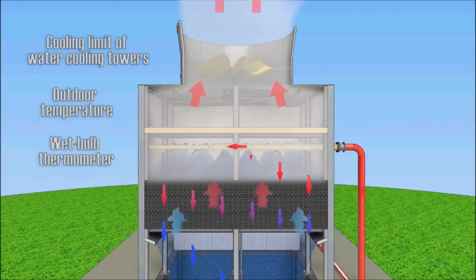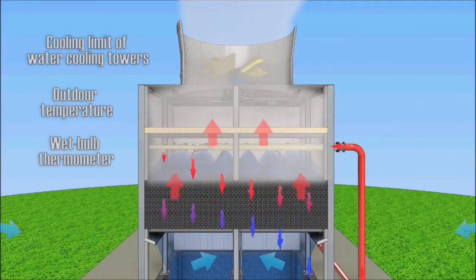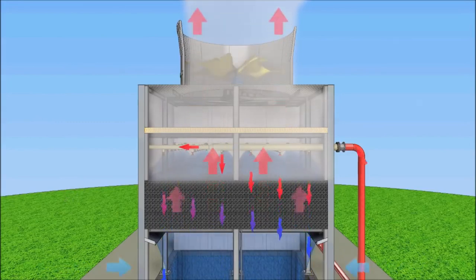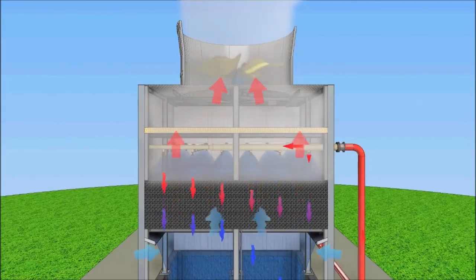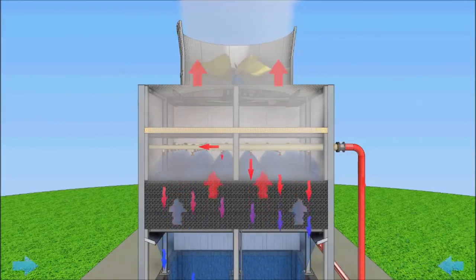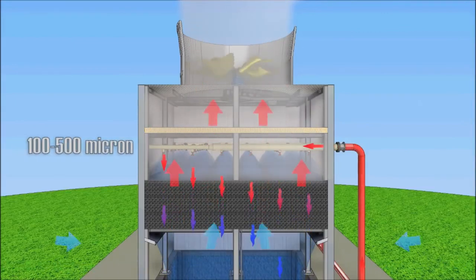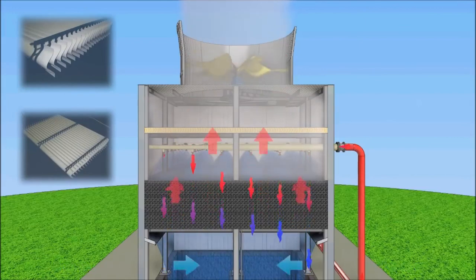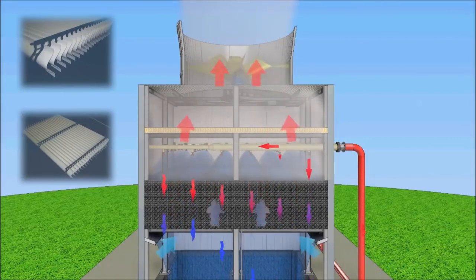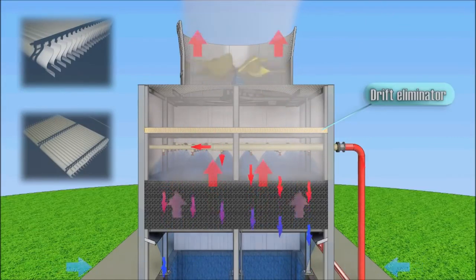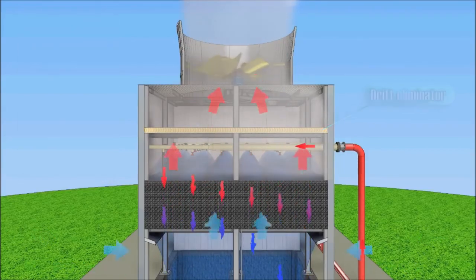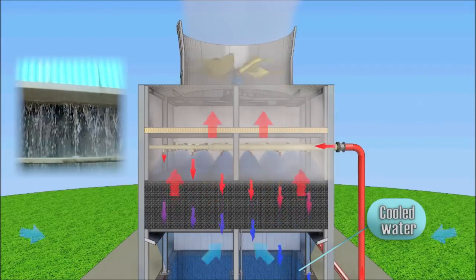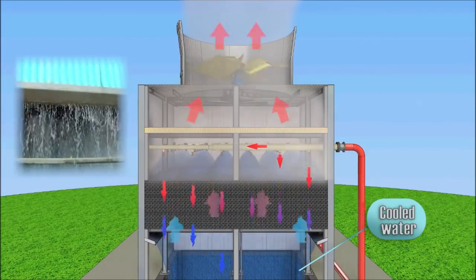In practice, the limit of cooling is the wet bulb temperature plus 3 degrees Celsius. Operating a cooling tower emits air saturated with water vapor and containing water droplets with a size of 100-500 micron. To prevent entrainment of water droplets, a drift eliminator is installed above the water distribution system. Cooling water moves down and flows into a catchment tank, and then the pump supplies it to the technology.